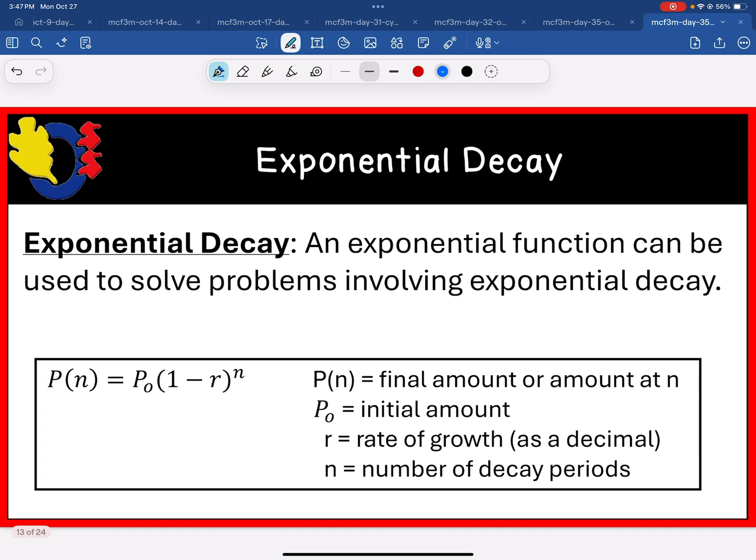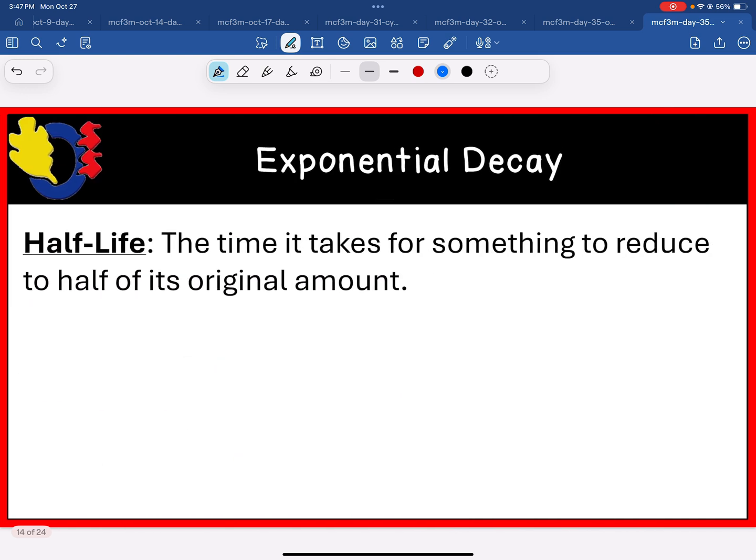All right, next we're going to look at exponential decay. So same formula. The Pn, P0, R, and N all mean the same thing. So exponential decay is an exponential function, can be used to solve problems involving exponential decay. So we're going to first look at half-life.